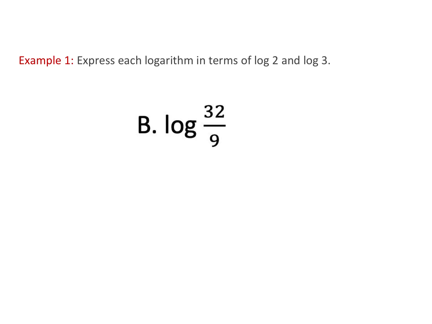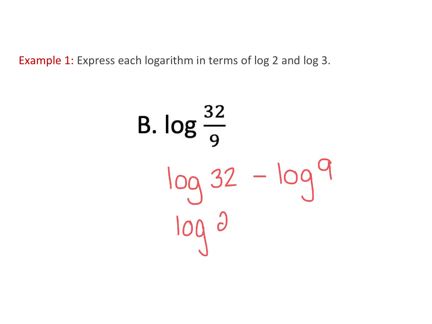All right, let's break this one down. Same instructions to write it as log of 2 and 3. So I have a quotient, so I'm going to make this log of 32 minus log of 9 using my quotient rule. Remember, when we're dividing exponents, we keep our base and we subtract. Similarly with logs, when we have a quotient, we separate it into two subtractions with the same base. Now, log of 32, I know that 32 from the previous one we just did was 2 to the 5th. That was part of my factor tree.